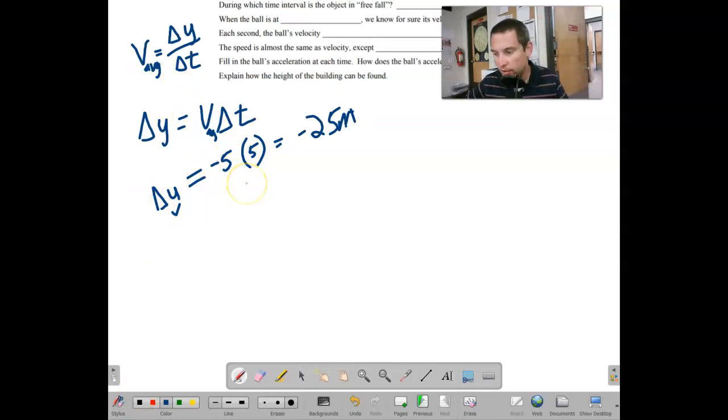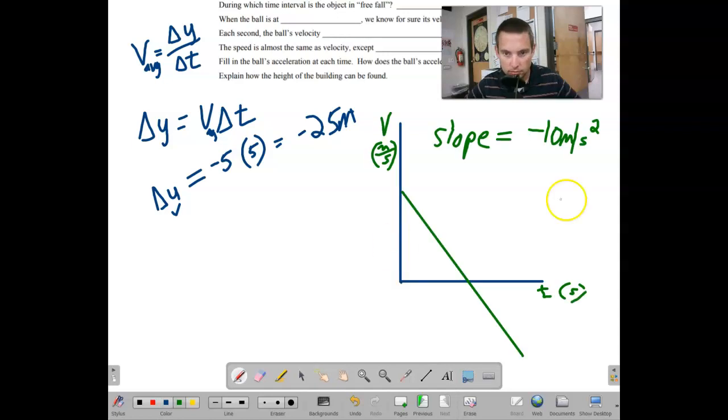So the average velocity, when you go back, add them all up, divide by 5, you get negative 5. And then our total time elapsed was 5 seconds. So that gives us a negative 25 meters. So that means anytime you are going down, you will have a negative displacement. Our velocity versus time graph for this situation will look like this, with a negative 10 meters per second squared slope. We're slowing, stop, changing directions, and then speeding up in the opposite direction.